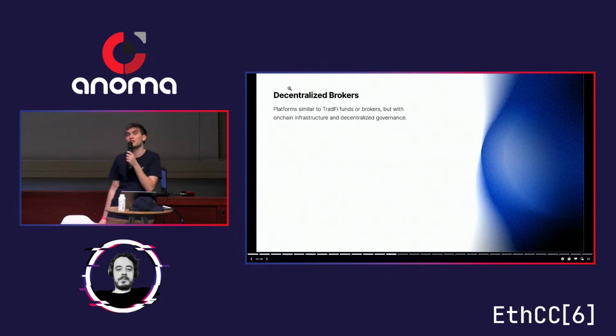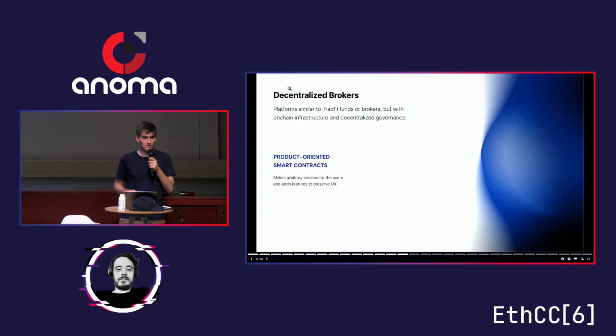So decentralized brokers are literally very similar to what you have in traditional finance: hedge funds, brokers, basically people that manage your money, except here it's decentralized. So you have an open infrastructure and you have decentralized governance. The obvious examples of those are Maker, Aave, Compound. They are open infrastructure, so they run on smart contracts. Everybody can actually audit what's happening, and changes in their protocol are transparent and decentralized.